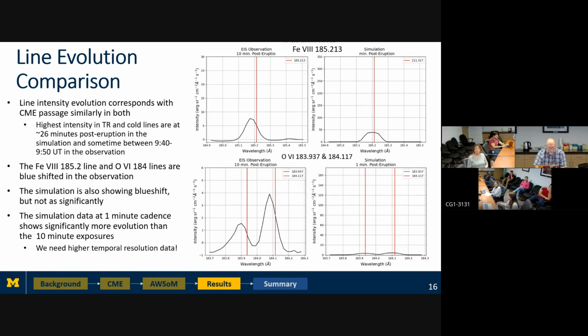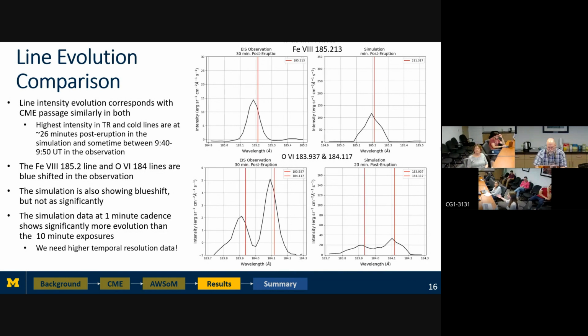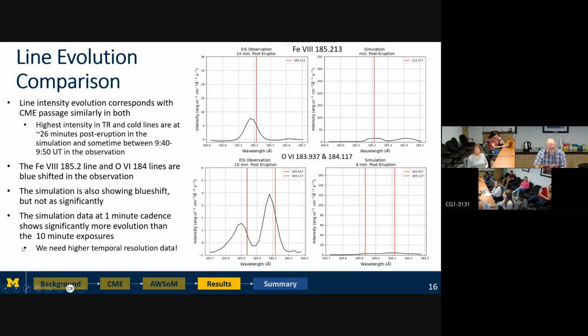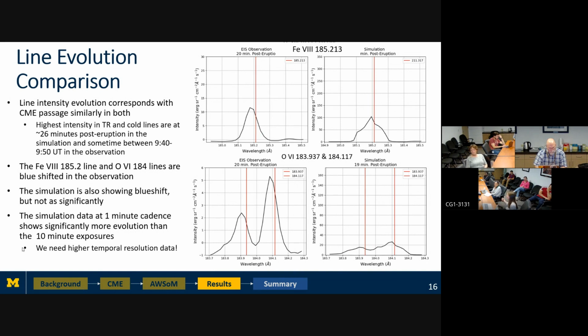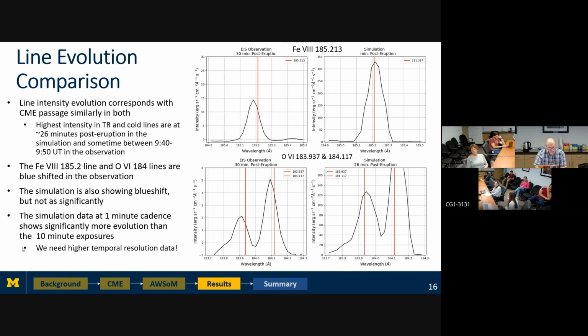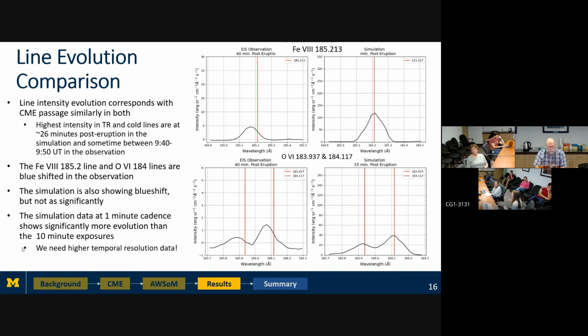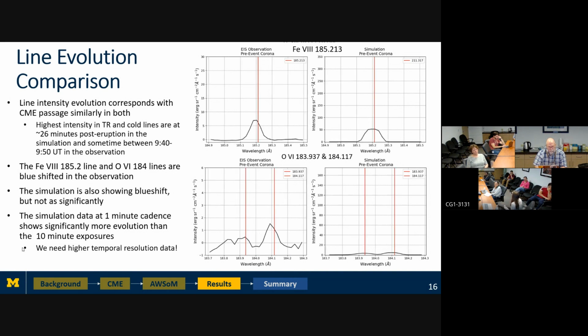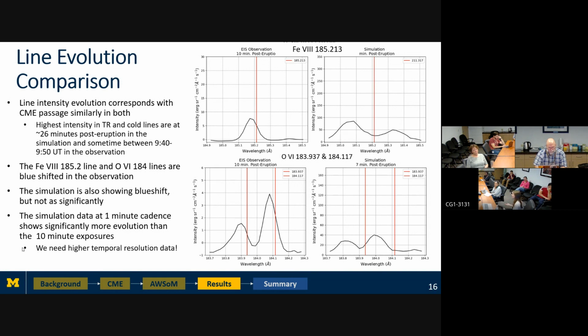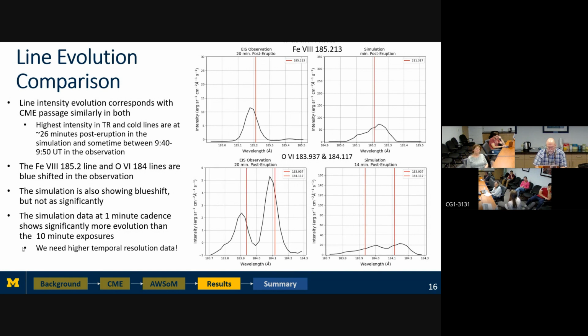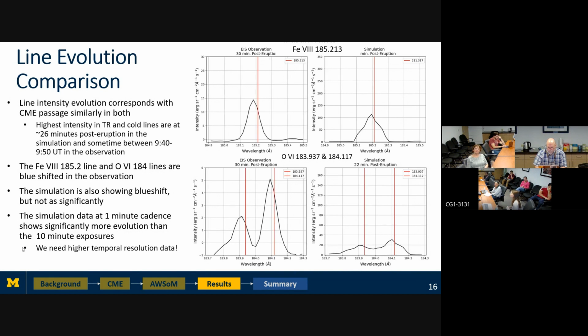We also see blue shift in the observation for the iron 8 and oxygen 6 lines, but the simulation isn't showing us much blue shift, so I have to look at that slightly more. But one of the things I'd like to emphasize is that the simulation data at a 1 minute time cadence shows much more evolution occurring than our 10-minute exposures, as is expected. So it's really important to include higher temporal resolution data so that we don't just average over some very dynamic structures we may have.